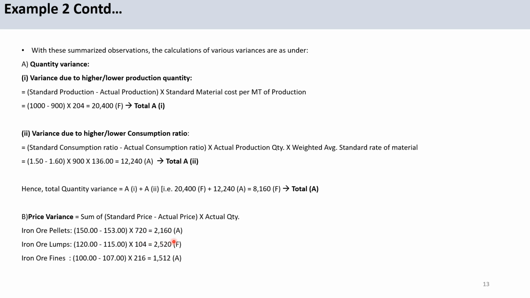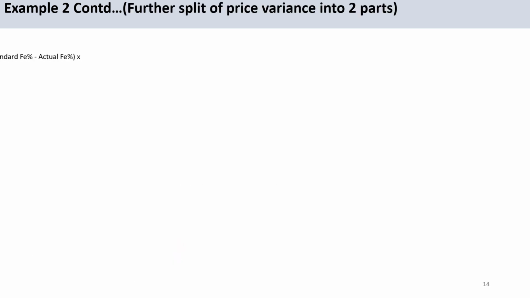So 2160 adverse. Similarly for lumps, we get 2520 favorable, and for fines we get 1512 adverse. So total price variance becomes 1152 adverse, the sum of all these three. Now continuing with this price variance, we can split it into two parts. One part is due to variation in the Fe content, because we know the actual Fe content was not the same as the standard Fe content.